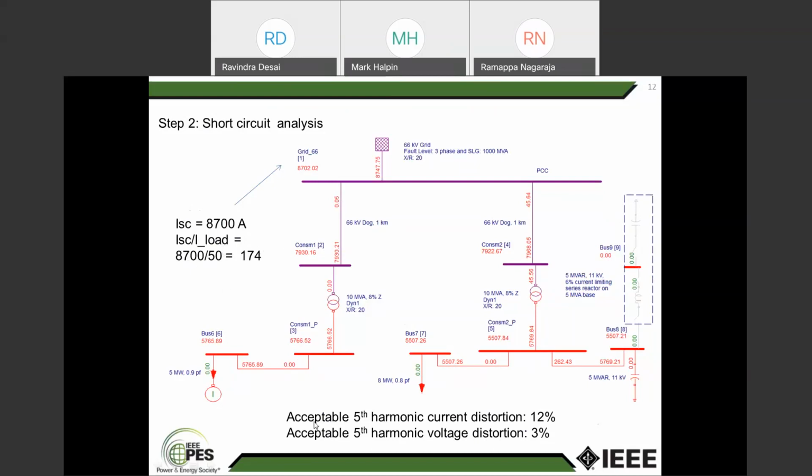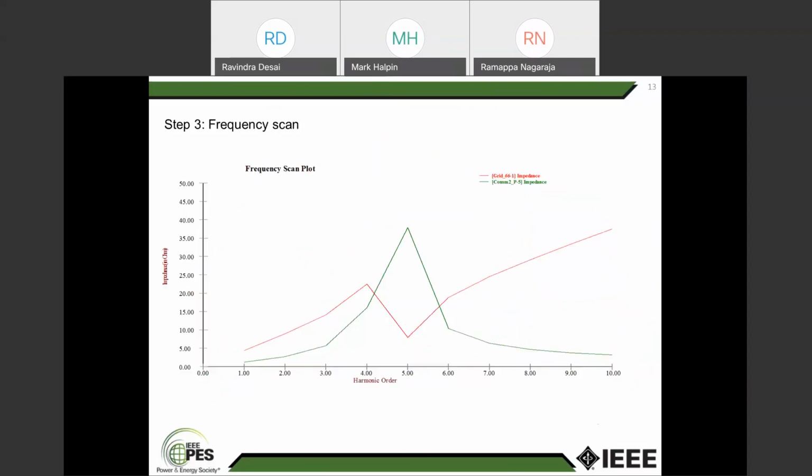Therefore, if you look at the table now, acceptable fifth harmonic current distortion is 12% and acceptable fifth harmonic voltage distortion is 3%. Therefore, 12% and 3% is what actually is acceptable. Therefore, short circuit study is going to tell you what is the maximum fault current, and also you can do it for the minimum fault current, and then try to find out what is the ISC by I load.